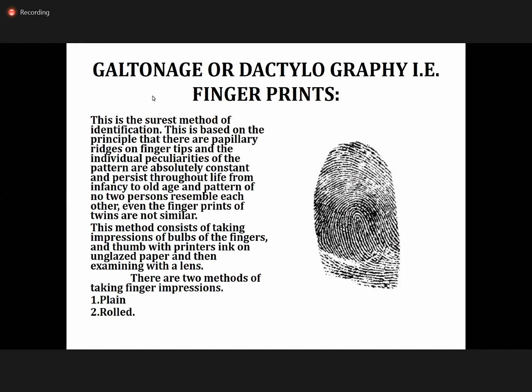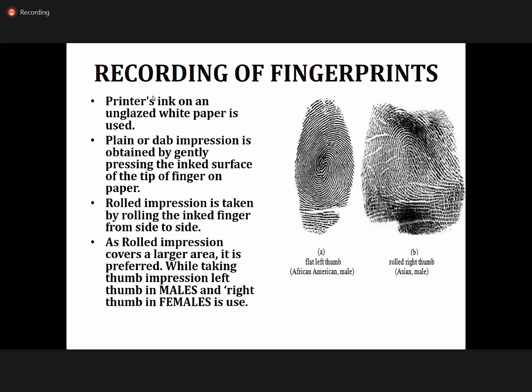Now how to take this? The method consists of taking the impression of the bulbs of the fingers and the thumb, printing on paper and examining with the lens. The methods to take a fingerprint are one, the plain impression, and the rolled image. In the plain impression, you just press your thumb on the ink, take an unwrapped paper, just dab or press lightly, gently, the inked surface tip of the finger on the paper. Then you take the impression.